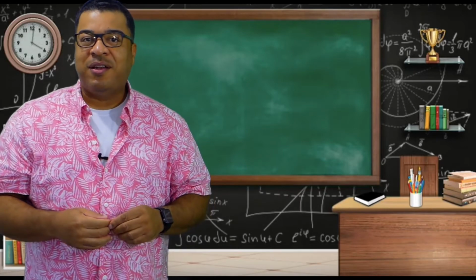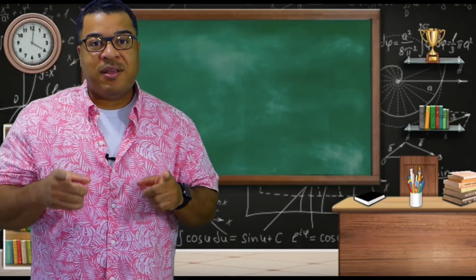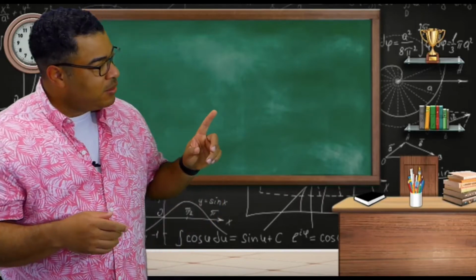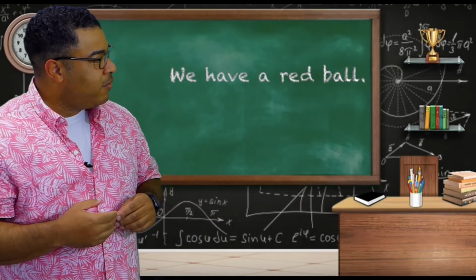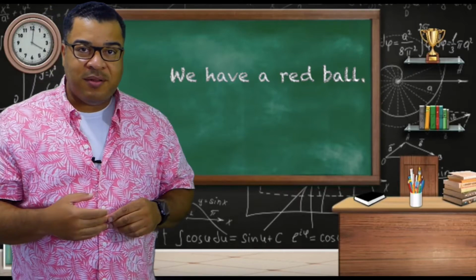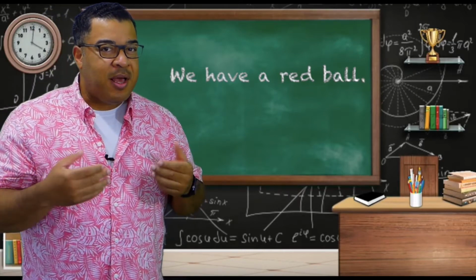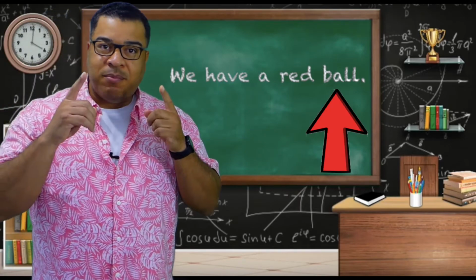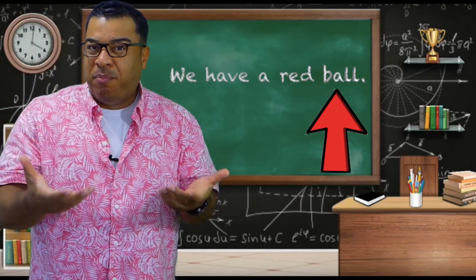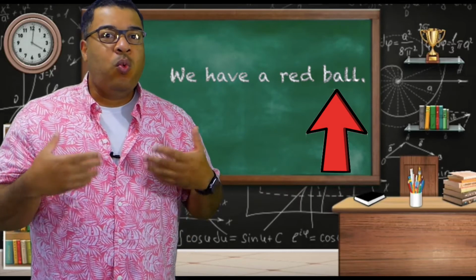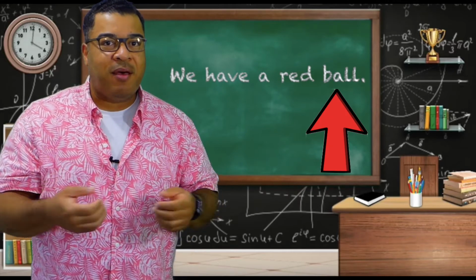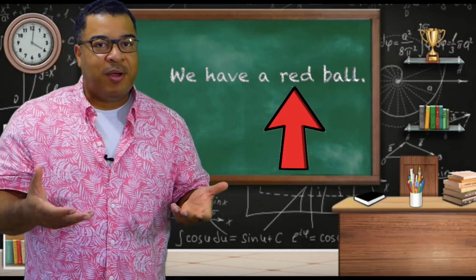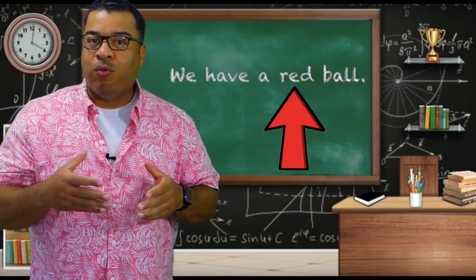Let's take a look at another example. Now this time, I only want to focus on the noun and the adjective. Let's look at this example. We have a red ball. So where is the noun in this sentence? What do you think? If you said ball, you're right. So a ball is a thing. What kind of ball do we have? If you said red ball, you're right. So we have a red ball.